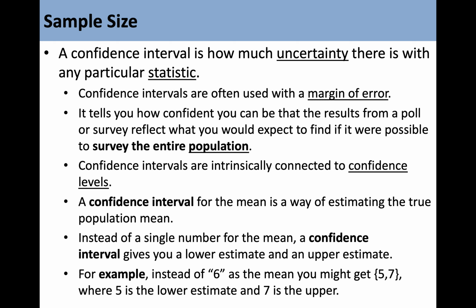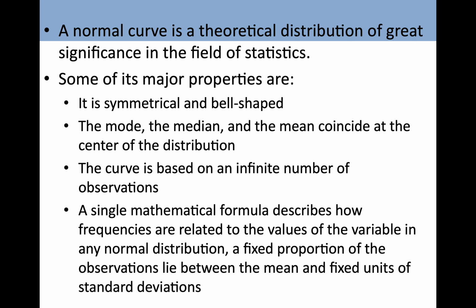Confidence intervals are intrinsically connected to confidence levels. A confidence interval for the mean is a way of estimating the true population mean. Instead of a single number for the mean, a confidence interval gives you a lower estimate and an upper estimate. For example, instead of 6 as the mean, you might get 5 or 7, where 5 is the lower estimate and 7 is the upper.